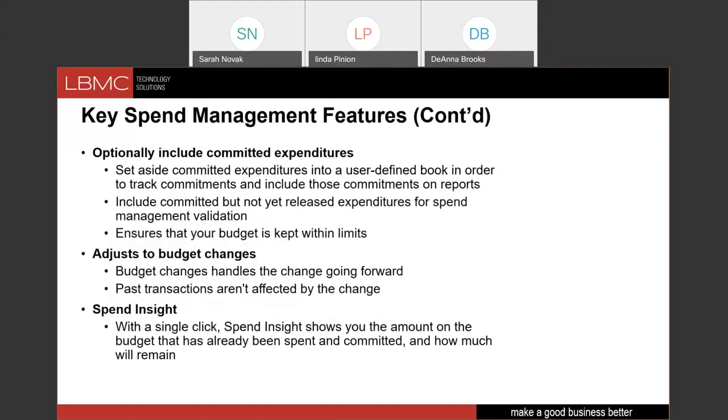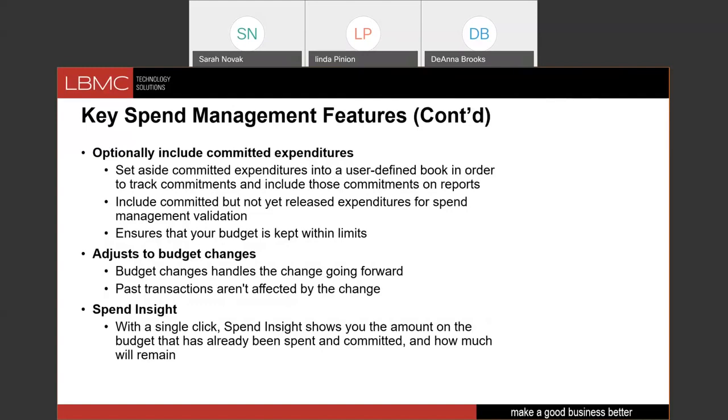So continuing on, just a couple of other points here on the features. As I talked about committed expenditures, this is something people are using a user-defined book to capture. You can then look at committed expenses but not yet released expenditures. So that's another way to utilize that committed area. And it really ensures that your budget is kept within the limit. If you make some budget changes, it handles those changes going forward. It does not go back and affect the past transactions.